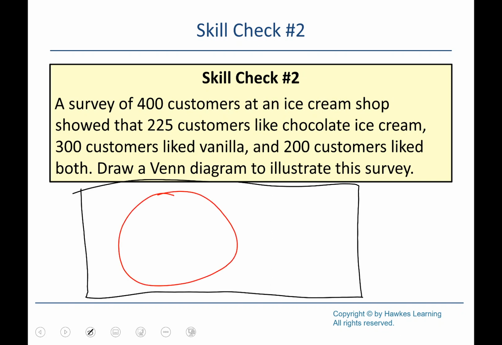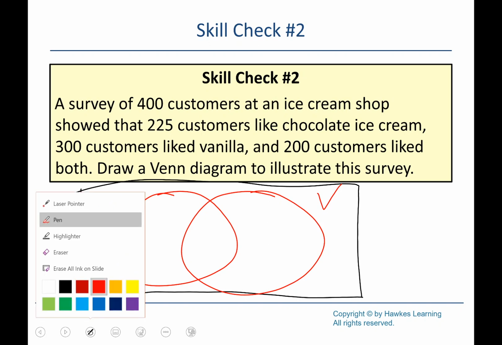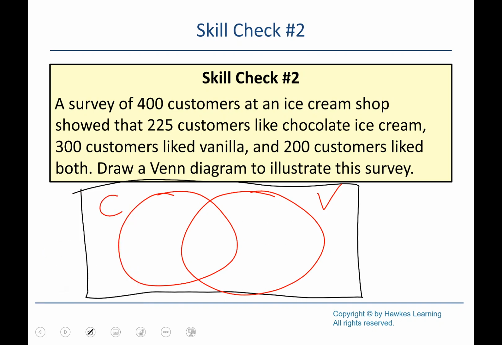So there's chocolate. There's vanilla. I kind of got a little outside the lines there, but that's okay. And then we want to start in the middle. Okay, so it tells us 200 customers like both. So those are the ones that are going to be in the overlap. It's not always 200. It just turned out that way that both of these were. 200 in there.